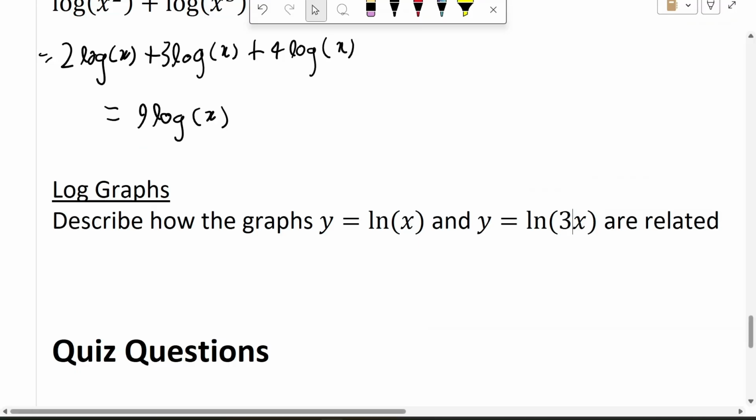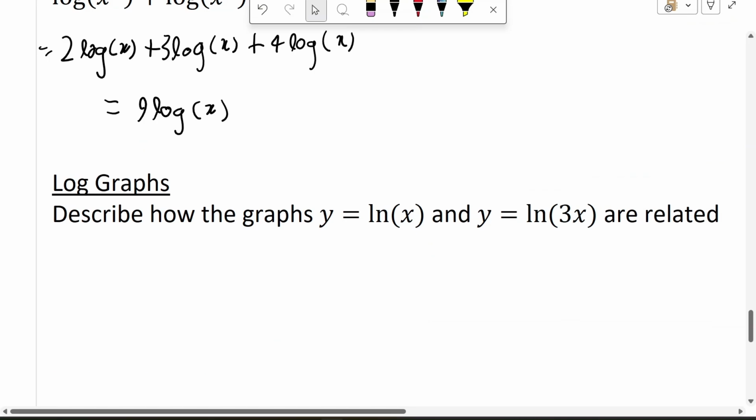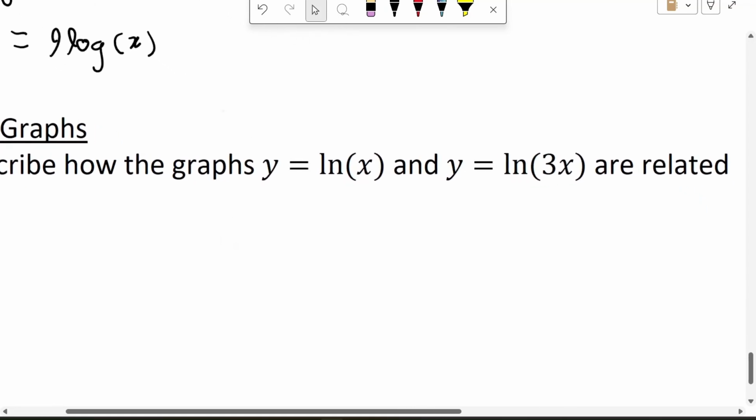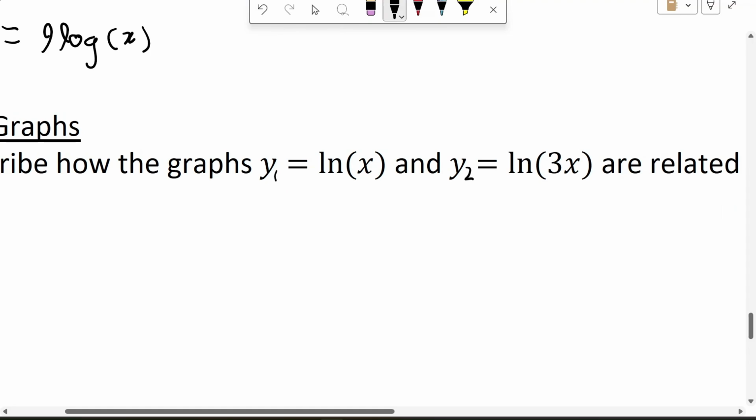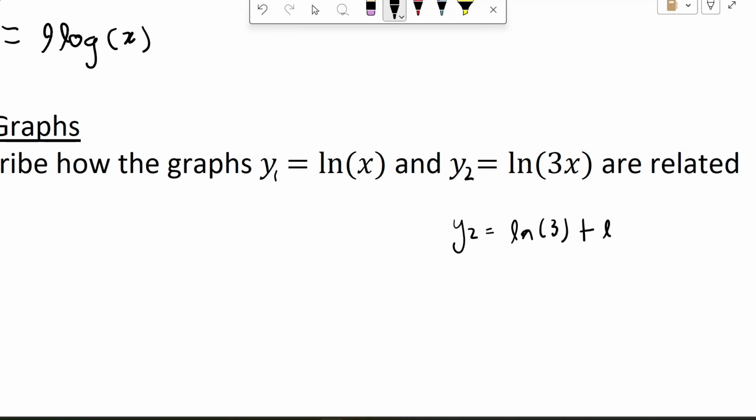Now, coming back to this question, and I guess the deeper question, why is the b a vertical translation? Well, we can look at this graph here. So I might just call this y1 and y2. So y2 is going to be, using the log laws, ln of 3 plus ln of x. And you can see that with this, it's just something plus the original graph of y1. So depending on what that number is, that'll just cause us to be adding or taking off a constant.